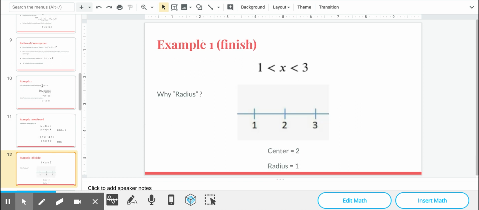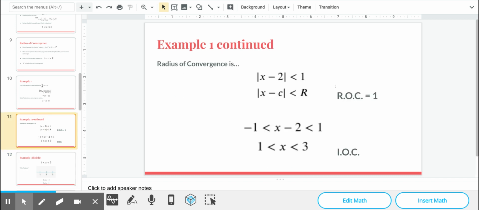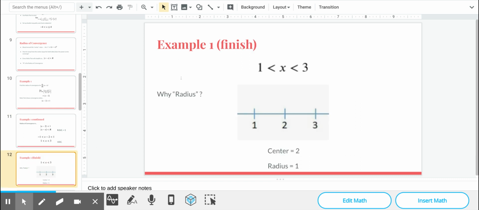Okay, so this is the finish of example one. Again, why are we saying it's a radius of convergence? What does that even mean? This is a really nice form, and if I get to this, that R is really easy to pick out. But what is it? What am I actually talking about?